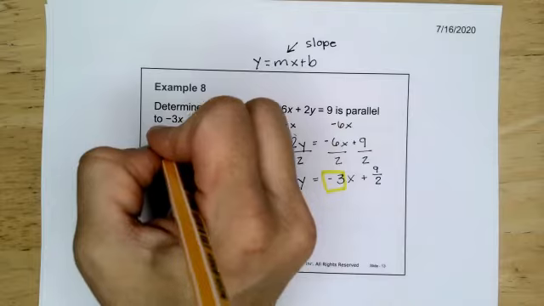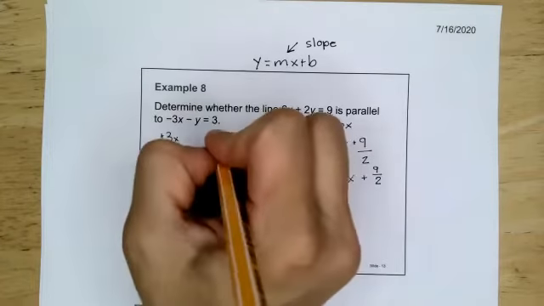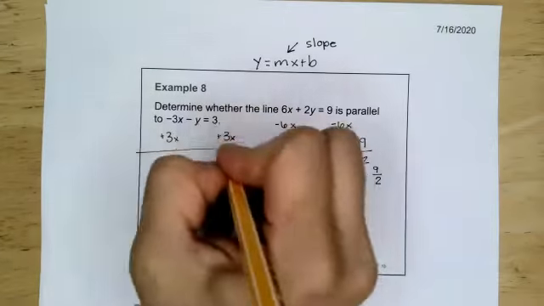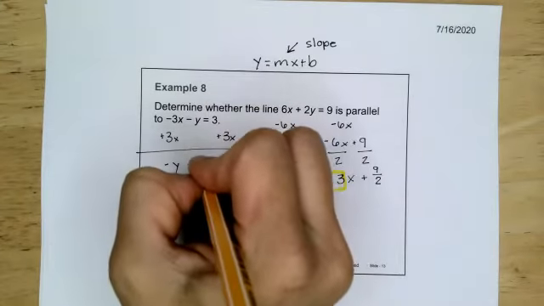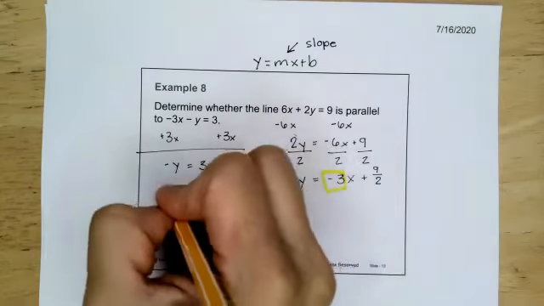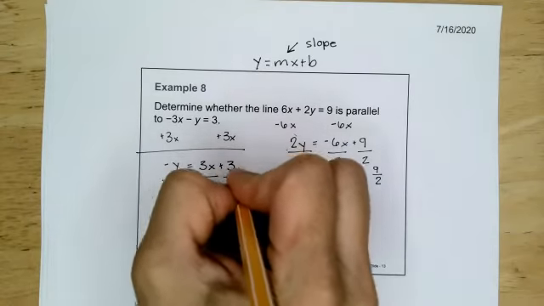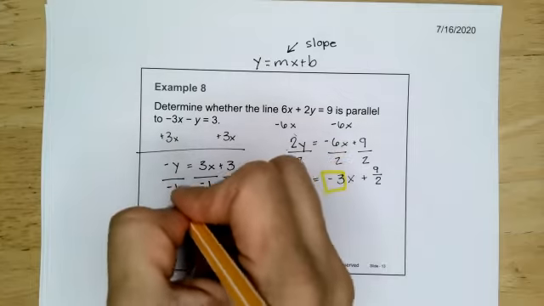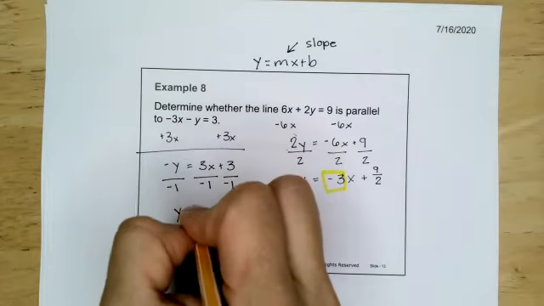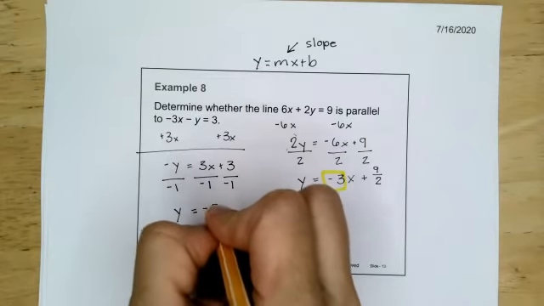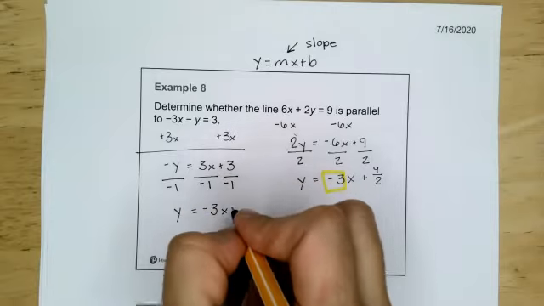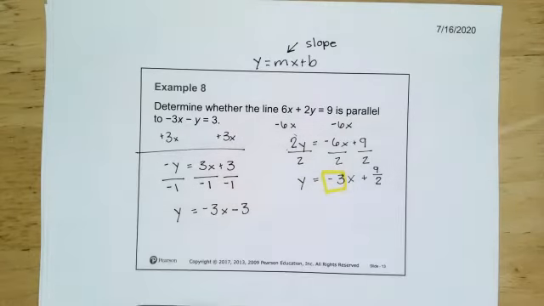So same thing here. We're going to add 3x, -y equals 3x plus 3. Divide by -1, remember, or multiply by -1 if that's easier. -y divided by -1 is a positive y. 3x divided by -1 is -3x. +3 divided by -1 is a -3.